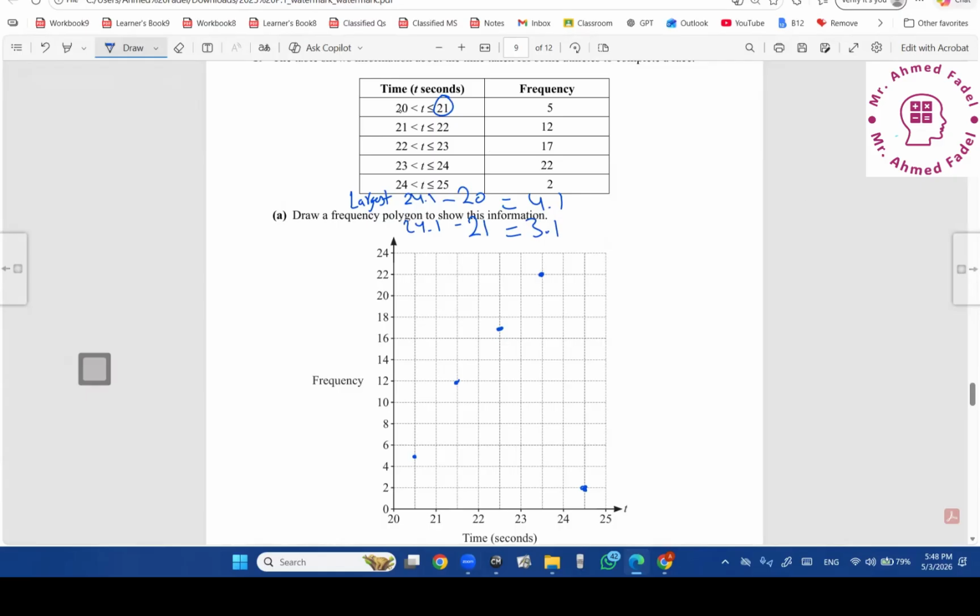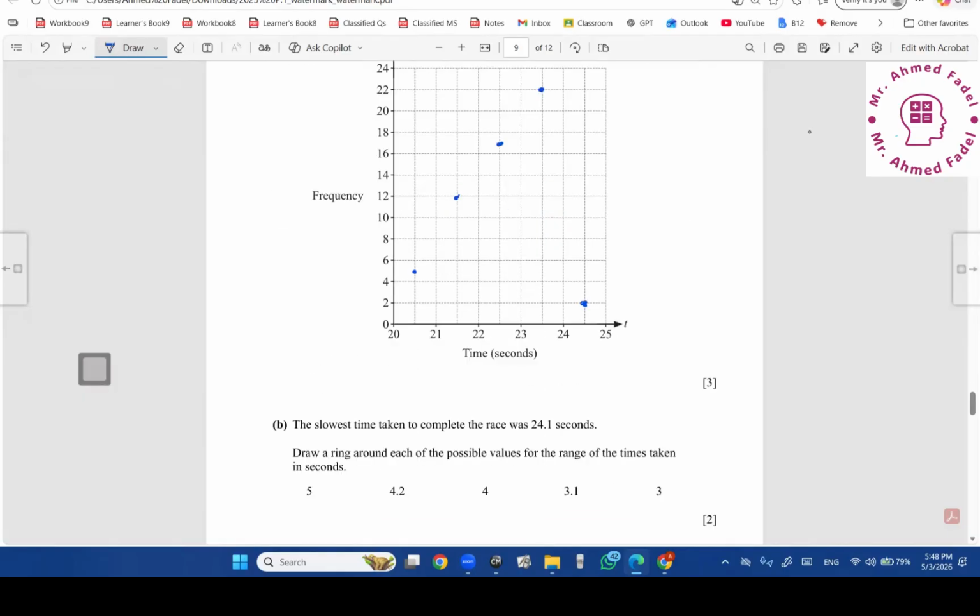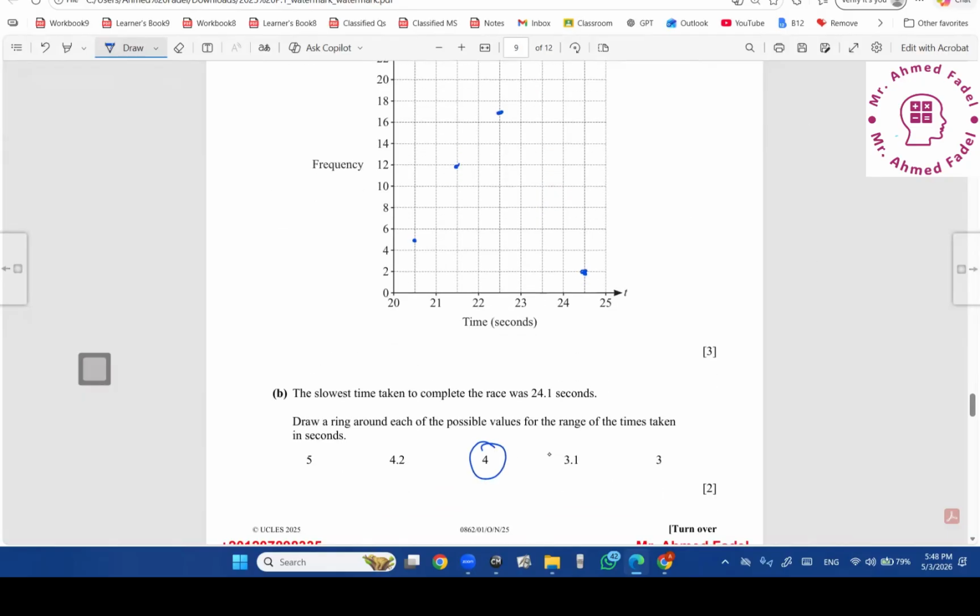So if the smallest time taken, or the shortest time taken, is 20, it would be 4.1. If it is 21, it would be 3.1. So both would actually be correct, right? Here they've given you 4 and 3.1. You choose both of them.